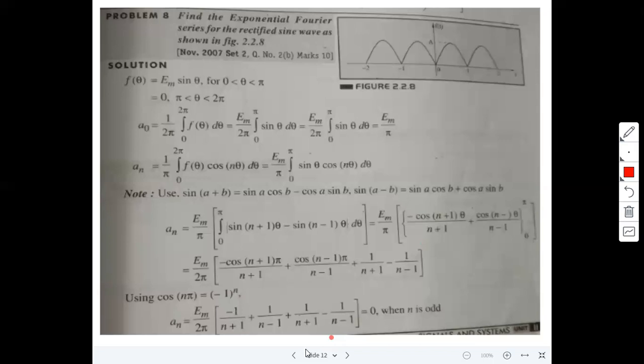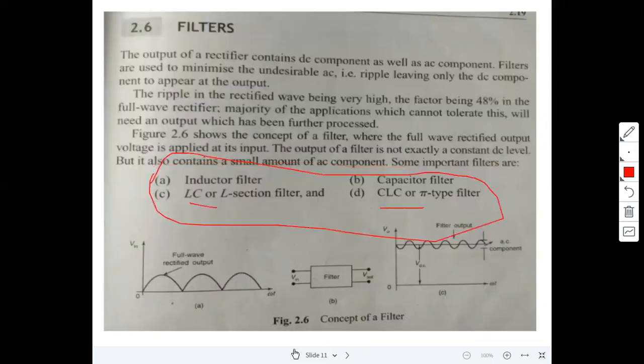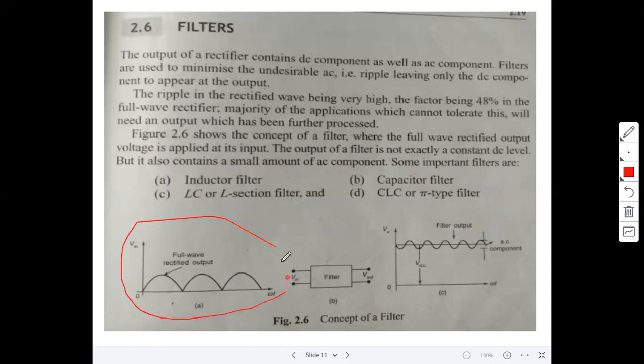Okay. Now, before going into the detailed analysis of filters, first of all, observe the full wave rectifier output waveform. What type of waveform? It is a periodic signal. Its time period is, suppose this is pi, it repeats 0 to pi continuously. It is a periodic signal and the amplitude is Vm. By using Fourier series, right?